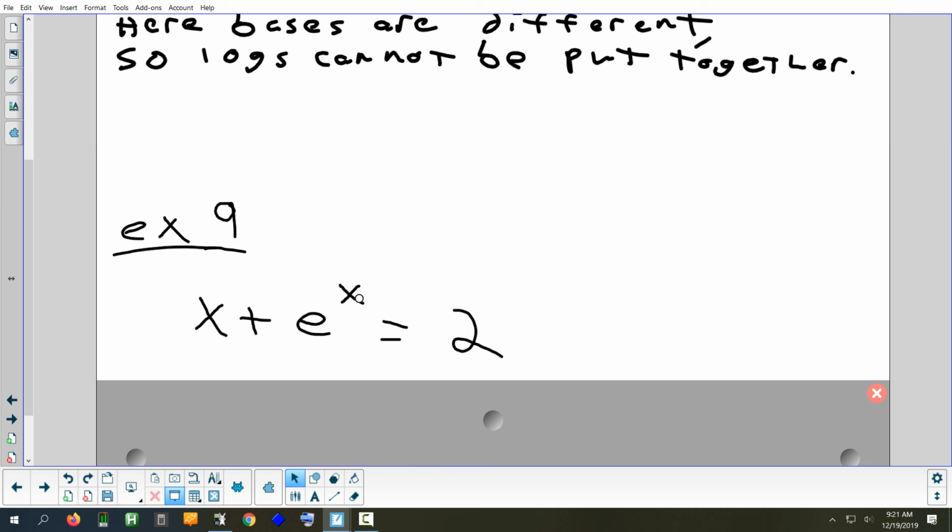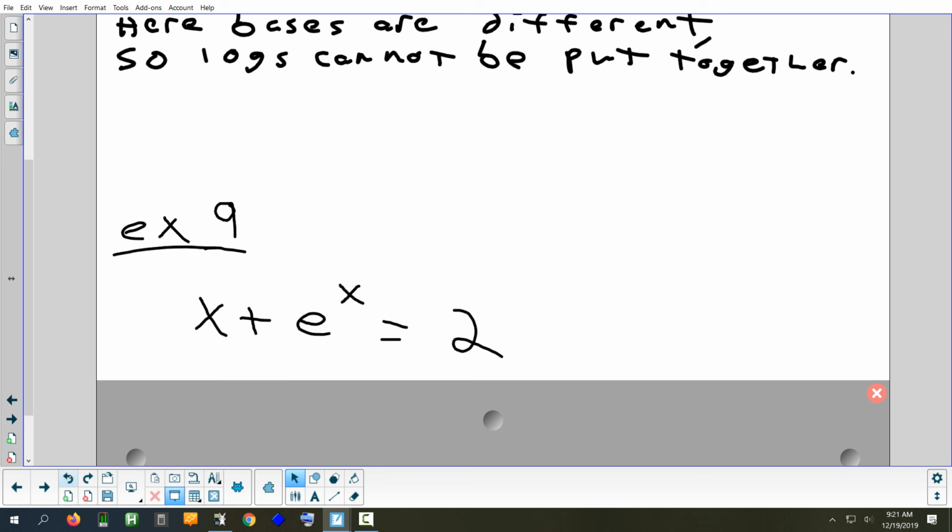If you didn't have this, all you'd have to do to solve this problem is minus e from each side. Right? e is just the number 2.718. So you do 2 minus 2.718. But that's not what our problem is. e has an exponent on it, so you can't do that.